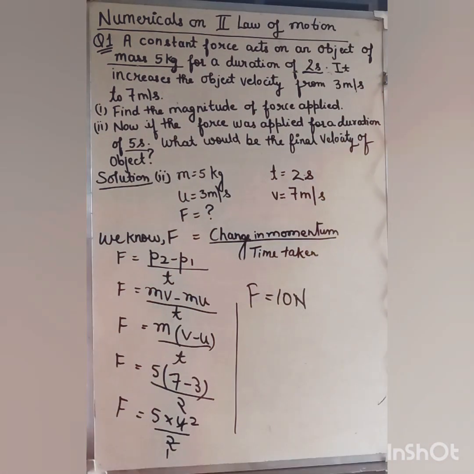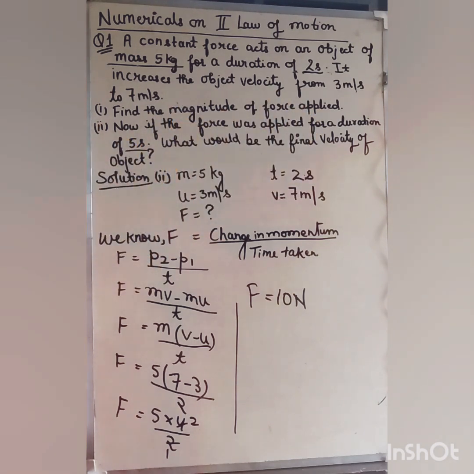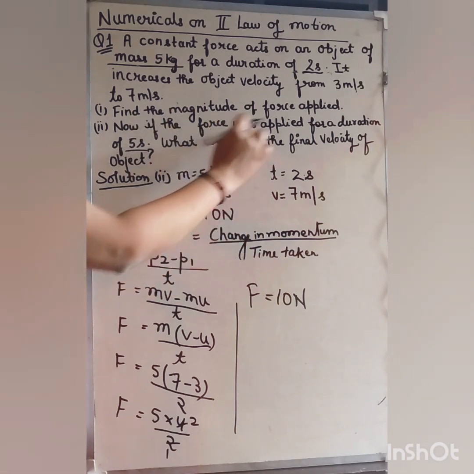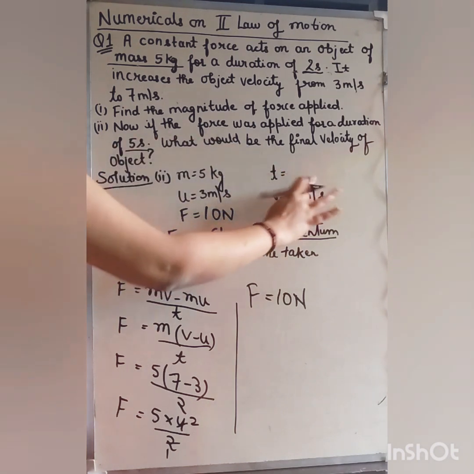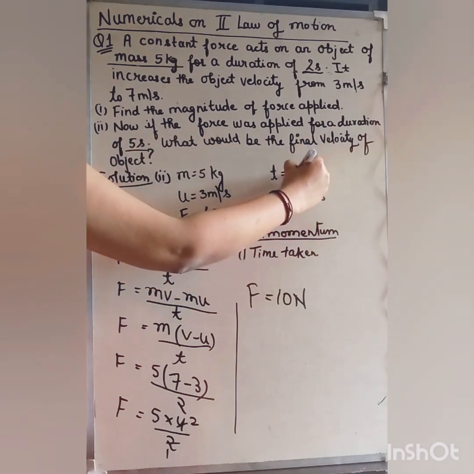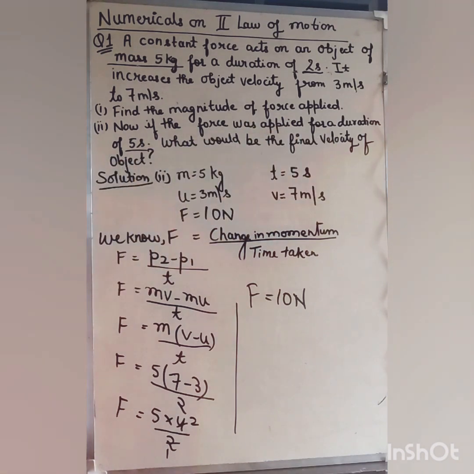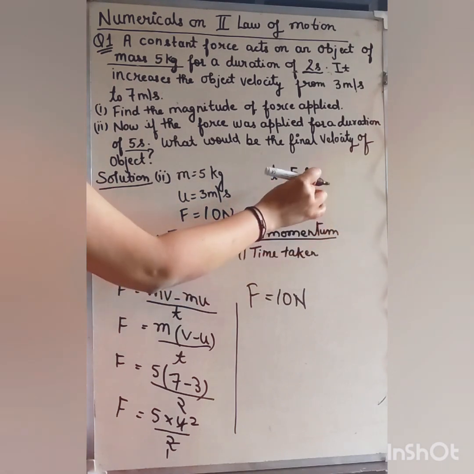Now in the second part, if this force is applied for a duration of 5 seconds, then what would be the final velocity of the object? I have got the value of force, that is 10 Newton. Now if this force is applied for a duration of 5 seconds, my time has changed. Now what would be the final velocity of the object? So I have to calculate the final velocity.